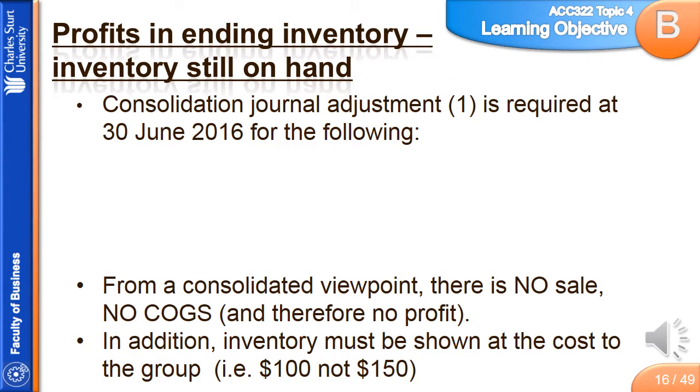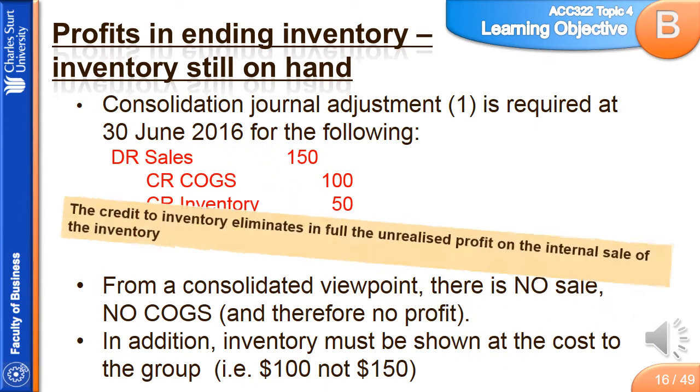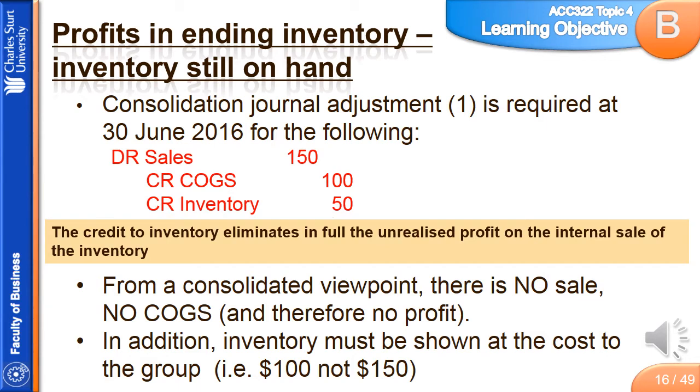And here we have the consolidation entry that I discussed on the previous slide to record the elimination of the intragroup transaction: a debit to sales of $150, credit to COGS $100, and a credit to inventory for $50. And so this credit to inventory will eliminate the full effect of the unrealized profits on the internal sale of inventory, as from the consolidated point of view there's no sale and no COGS. And we also need to reduce the inventory down to 100. And we've done all that via this entry.